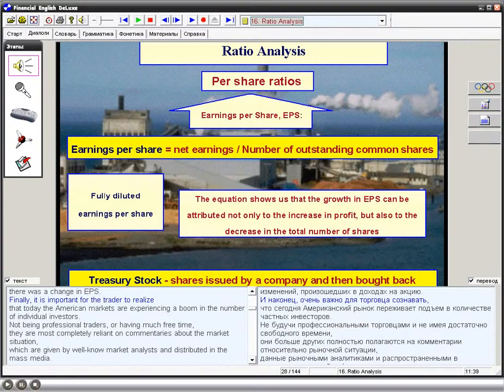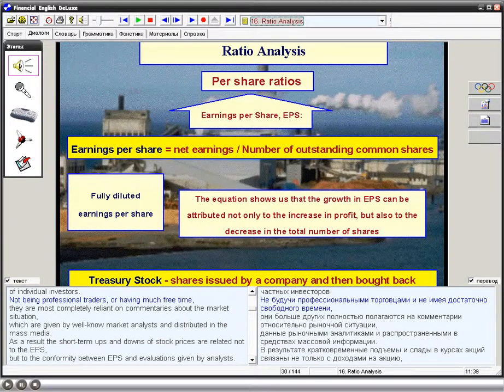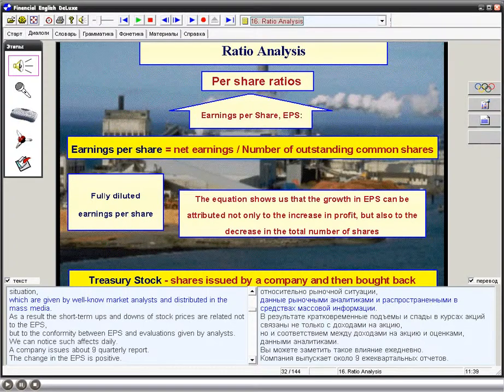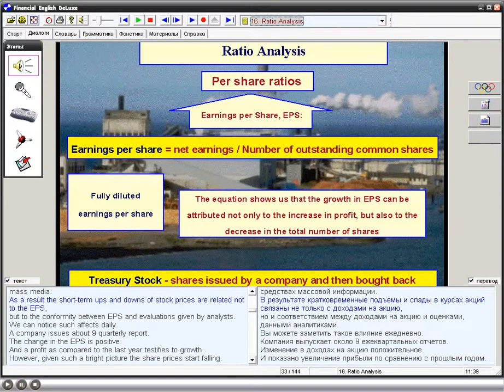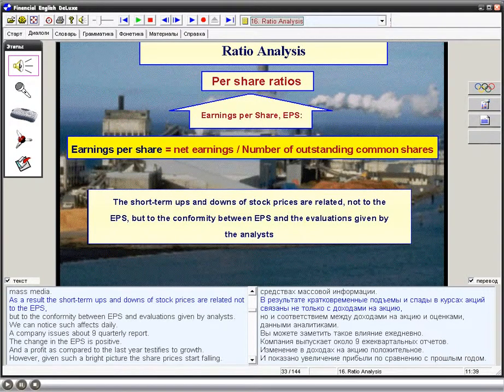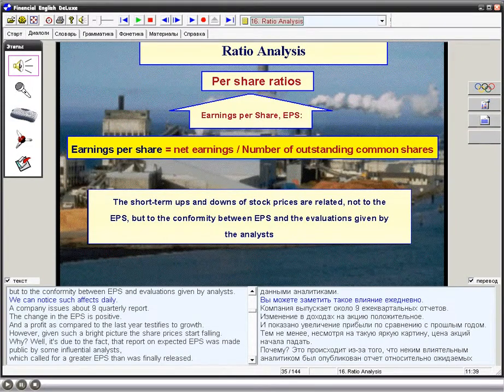Finally, it is important for the trader to realize that today, the American markets are experiencing a boom in the number of individual investors. Not being professional traders, nor having much free time, they almost completely rely on commentaries about the market situation, which are given by well-known market analysts and distributed in the mass media. As a result, the short-term ups and downs of stock prices are related not to the EPS, but to the conformity between EPS and the evaluations given by analysts. We can notice such effects daily.